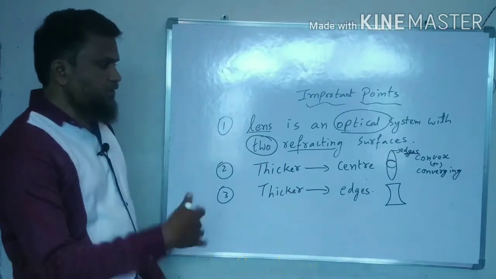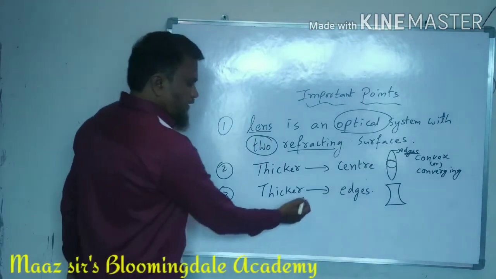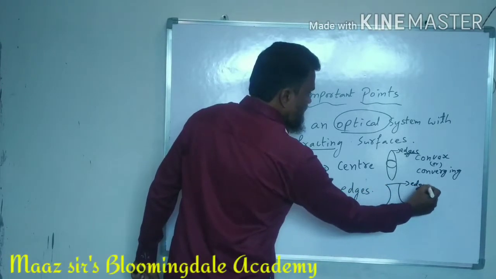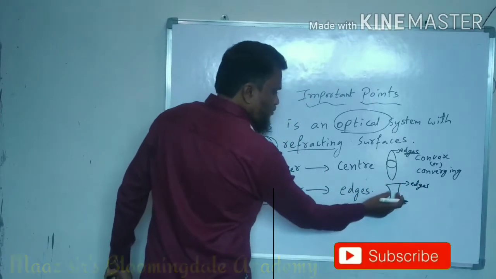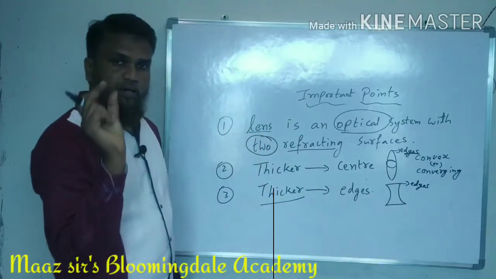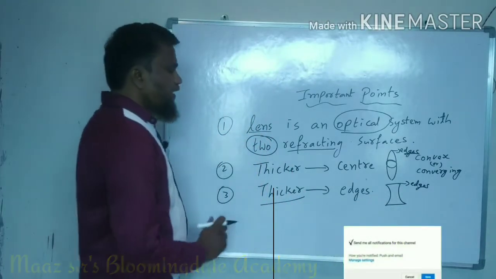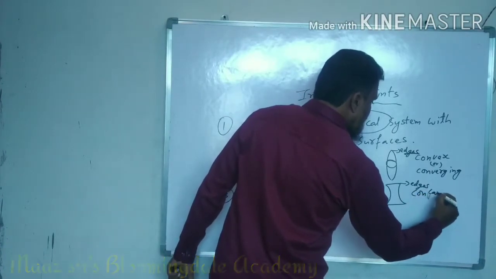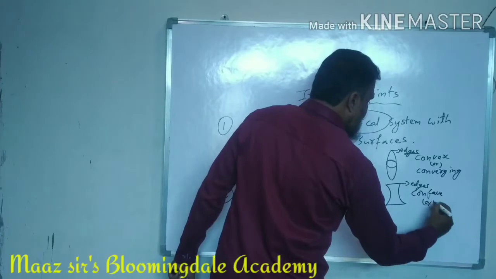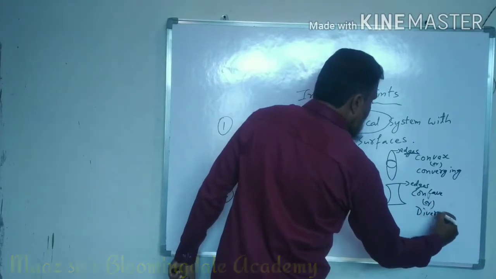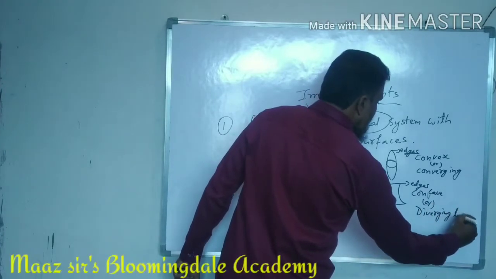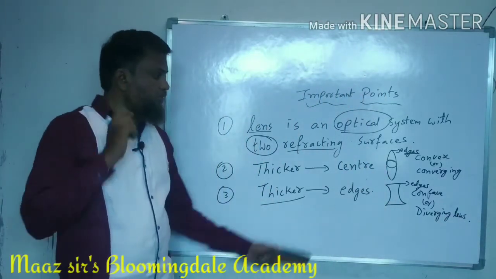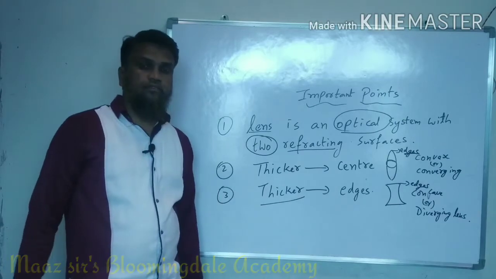The opposite of this is a lens that is thicker at the edges. Can you see the edges? The edges are thicker compared to the center part, so the center part is thinner. Then it is known as a concave lens or diverging lens. This is the important point you have to remember about convex and concave lenses.